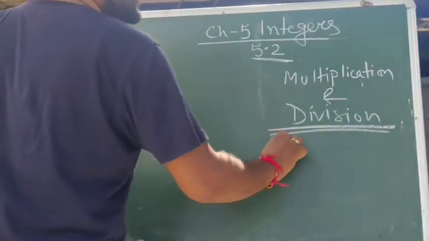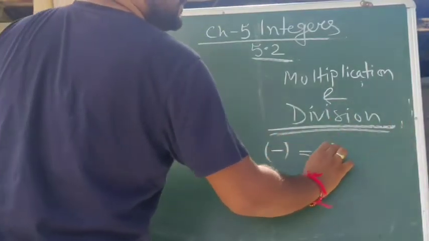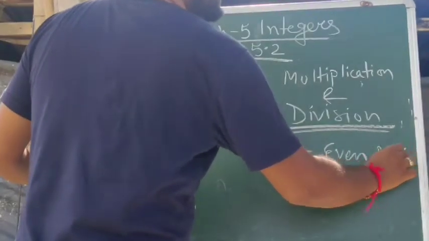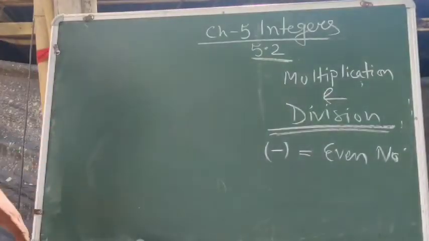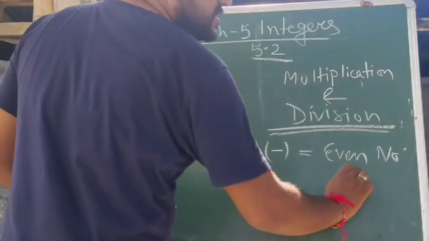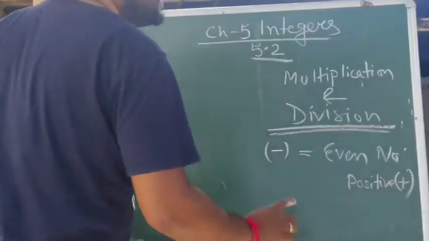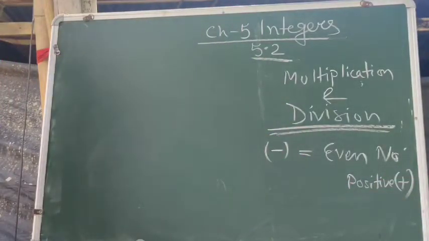What to do with the negative sign? If there is an even number of negative signs, is it clear? If there are an even number of negative signs, then the answer is always positive. The sign will always be positive.